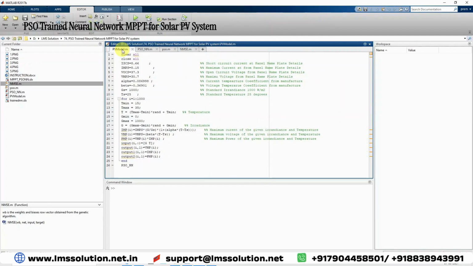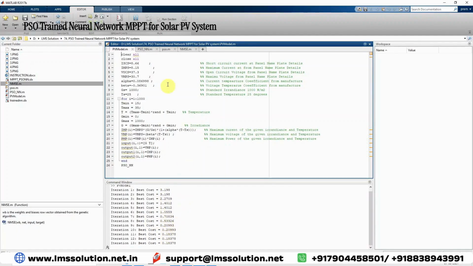Here I am going to execute this model. The model is executing. You will see that we get iterations, and with every iteration you will see a reduction in the cost, that is, the mean square error will be reducing. Then I will show you the PSO.